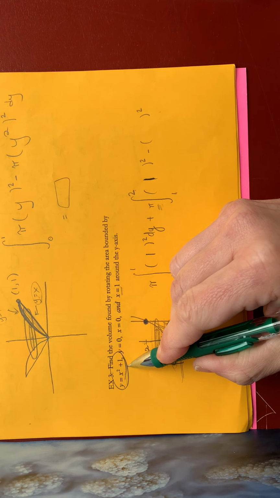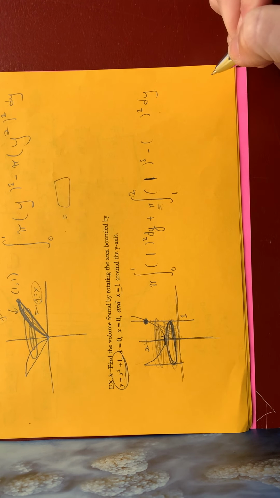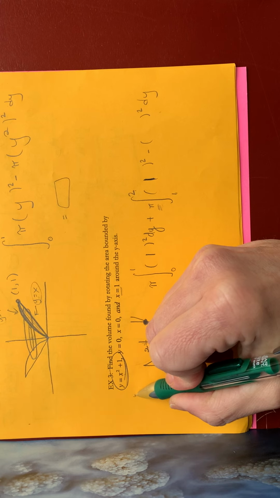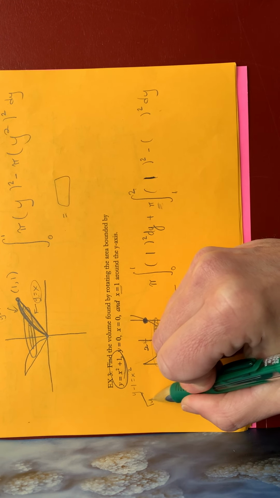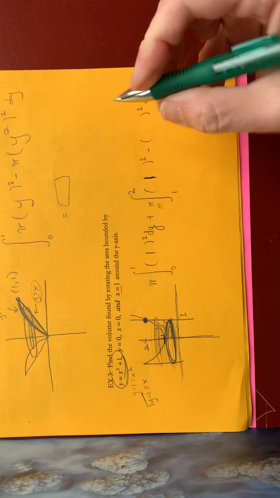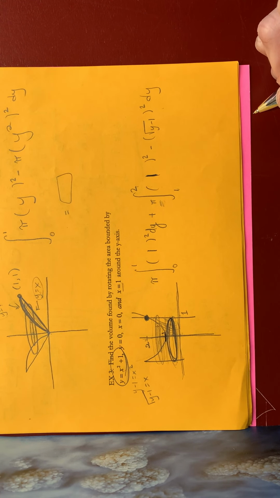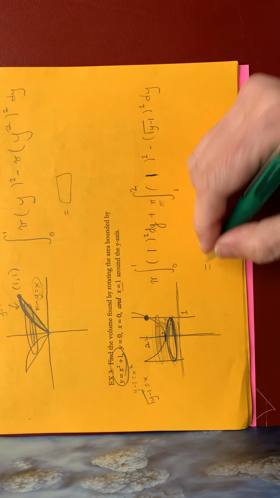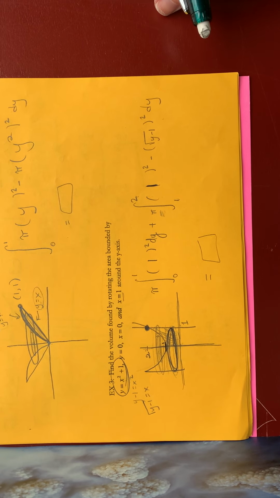But I can't use this curve as it is. I need to solve this for x, because everything I'm using now is with respect to y. So I'm going to subtract 1 from both sides and take the square root of each side. So the square root of y minus 1 is what I'm using there. All of this can go into your calculator and give you a beautiful answer.